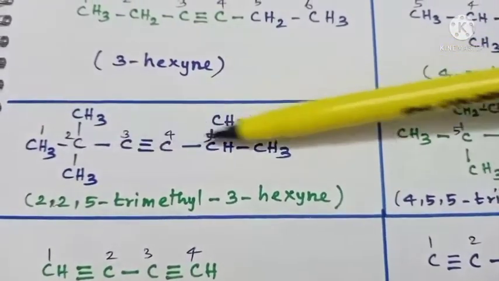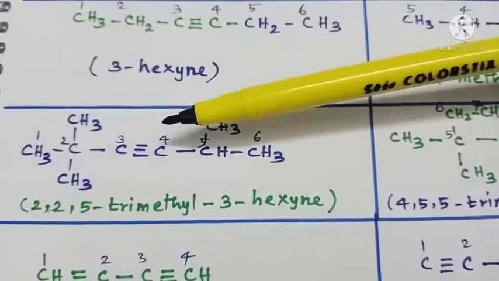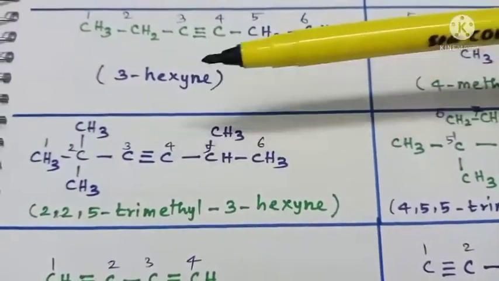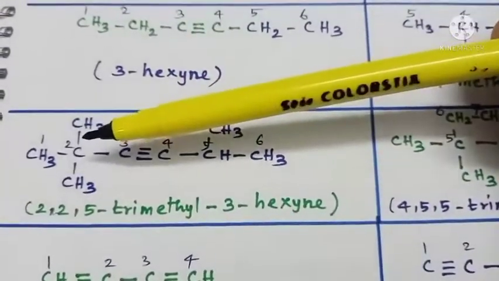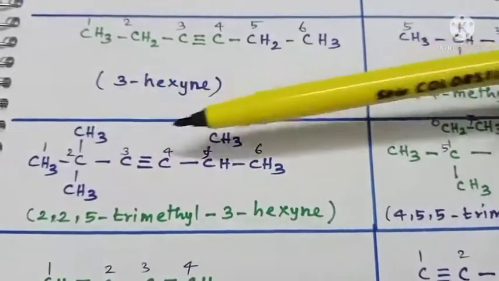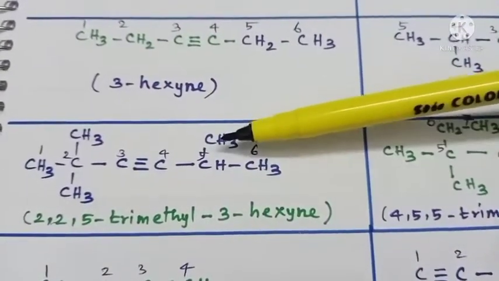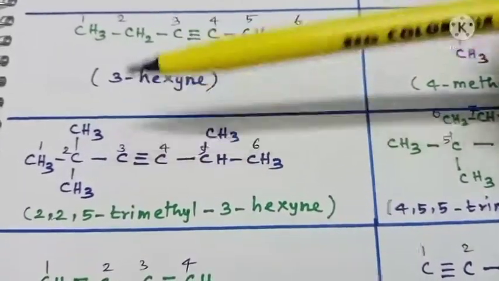So this is the longest carbon chain with 6 carbon atoms, isn't it? Triple bond is exactly at the center, so we start numbering from the left hand side, isn't it? Right. Both the methyl groups will get number 2. If you start from the right side, this gets number 2, but this will get a higher number. So we are supposed to start from the left side.